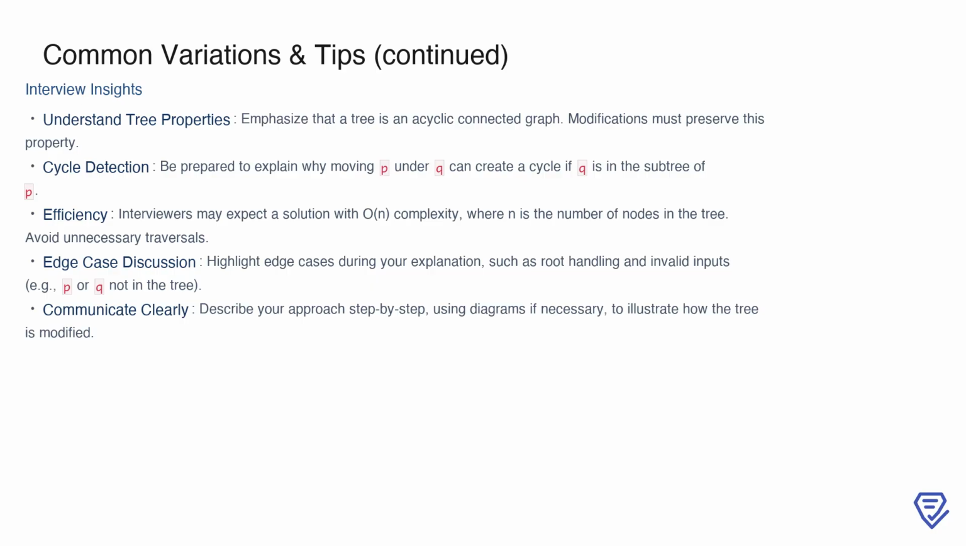Efficiency is another critical factor. Interviewers often expect solutions with O(n) complexity, where n is the number of nodes in the tree. Avoiding unnecessary traversals can help achieve this. It's also important to discuss edge cases thoroughly, such as scenarios where P is the root or when P or Q doesn't exist in the tree. Lastly, clear communication is key. Walk interviewers through your approach step by step, using diagrams to demonstrate how the tree is modified, if necessary.